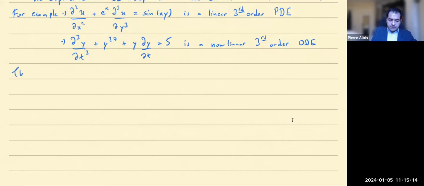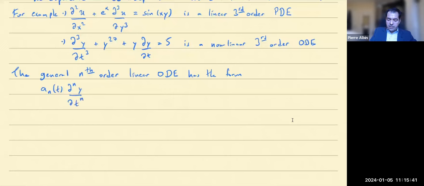So the general nth order linear ODE has the form, well, we'd have some coefficient function depending on t times the nth derivative of y with respect to t, then some other coefficient function multiplying the n minus 1th derivative, and so on until we have some coefficient function multiplying y itself, and then some other function of t.